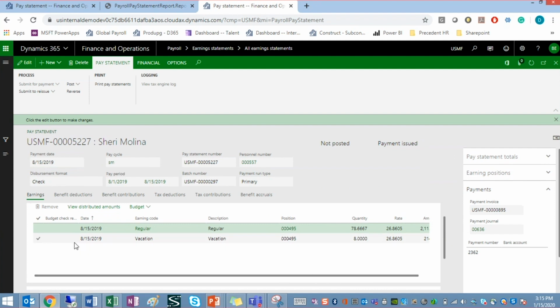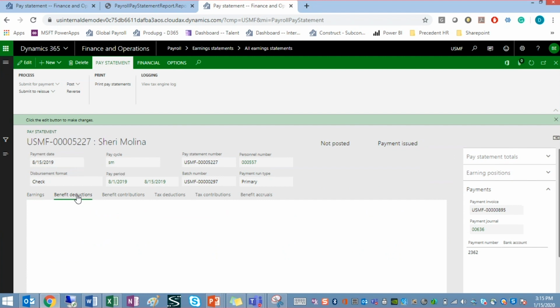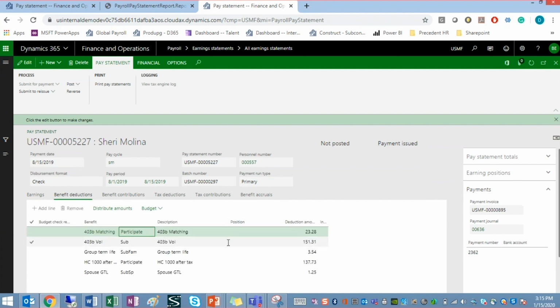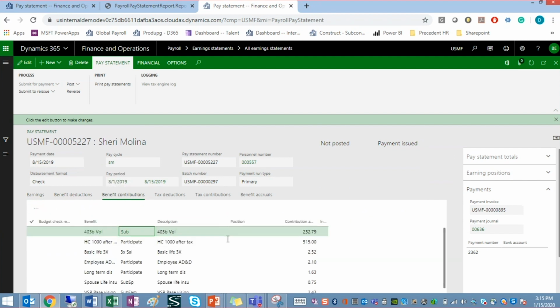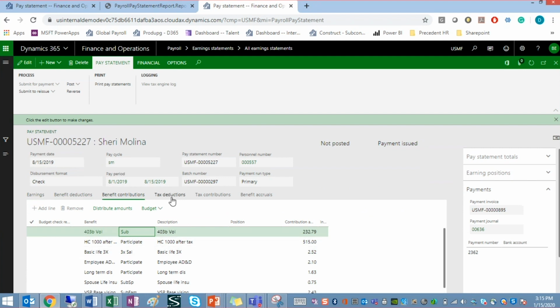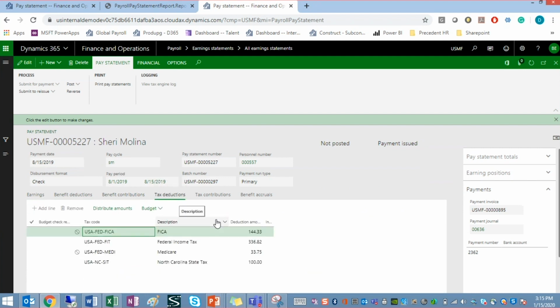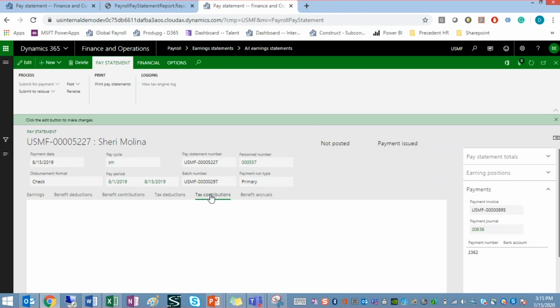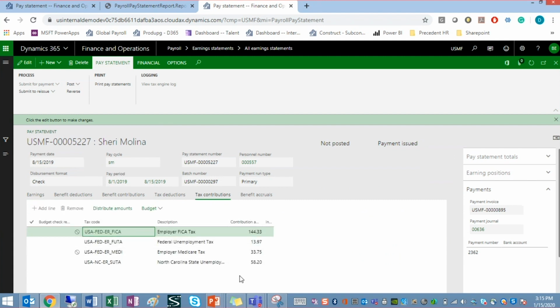It'll show you again the two lines that our employee had, one for the vacation pay and one for the regular hours. If you click on her benefit deductions, it will show you all the benefit deductions that were taken out for this pay period. It'll show you the benefit contributions that were taken out for this 2-week pay period. It'll show you the taxes that were taken out for her during this pay period. She did live in North Carolina. And it'll also show you her tax contributions that were taken out from this pay period.